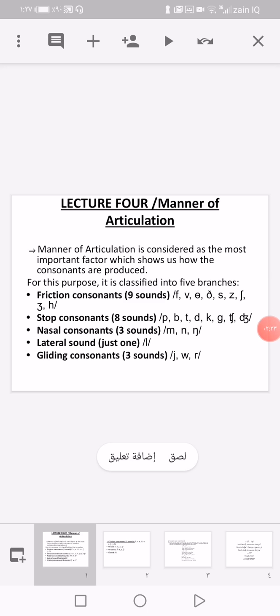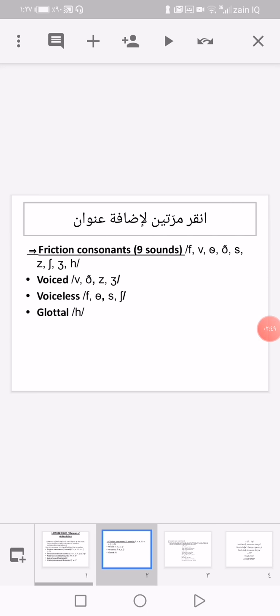What about nasal? We have 3 sounds: m, n, ng. Lateral, we have just one sound. We have nasal, lateral, which is just one sound, and the gliding consonants. Let us start with the friction consonants.